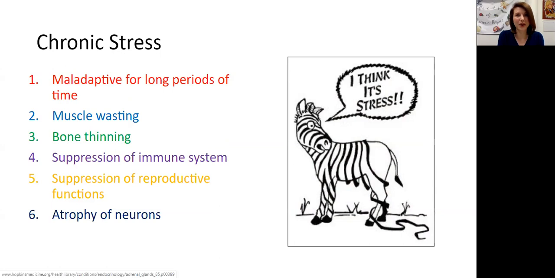Your body starts to let go of things that aren't immediately necessary because, why feed the hair when you're dying? That's what your body thinks might happen if you don't have a response. So muscle wasting is something that can happen from chronic stress. Bone thinning, a suppression of the immune system, so you're more likely to get sick when you are chronically stressed. Atrophy of neurons, so your brain starts to fall apart when you're chronically stressed.